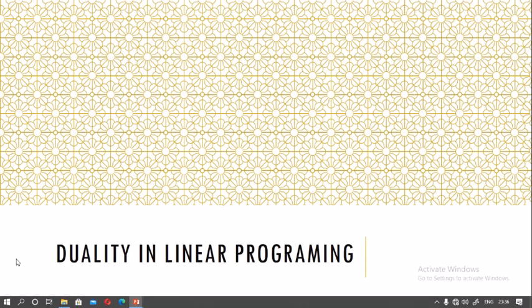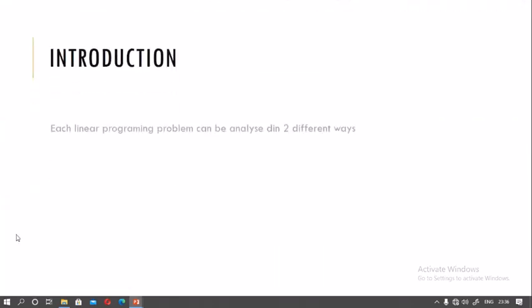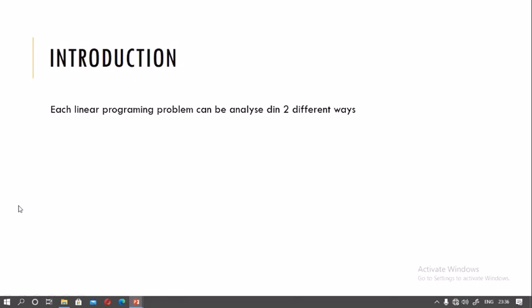Today we will be studying about the duality in linear programming. So the term dual in general sense implies two or double. The concept of duality is very useful in mathematics, physics, statistics, engineering and managerial decision making. For example, in two-person game theory, one competitor's problem is the dual of the opponent's problem. In the context of linear programming, duality implies that each linear programming problem can be analyzed in two different ways, but having equivalent solution.